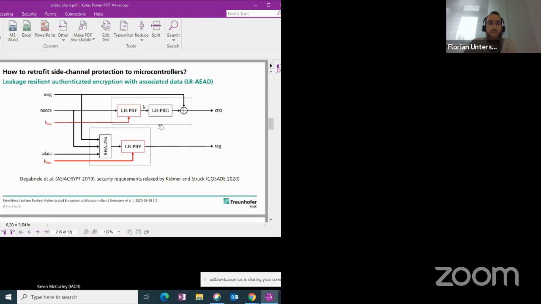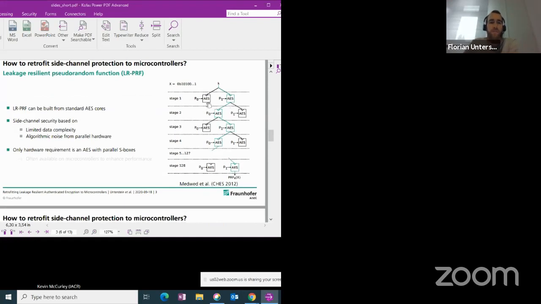So what does this mean for our microcontrollers? If we can implement a secure leakage resilient pseudorandom function on our microcontroller, then we can implement the scheme, because the rest of the scheme is not security critical. We can just do it in software or use existing other hardware accelerators if we have them, for example, for the hash function.